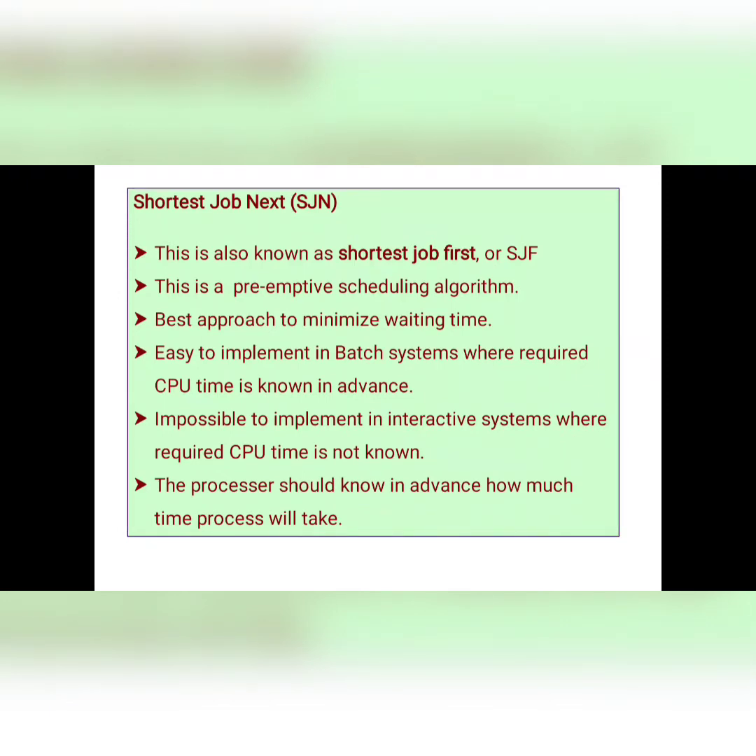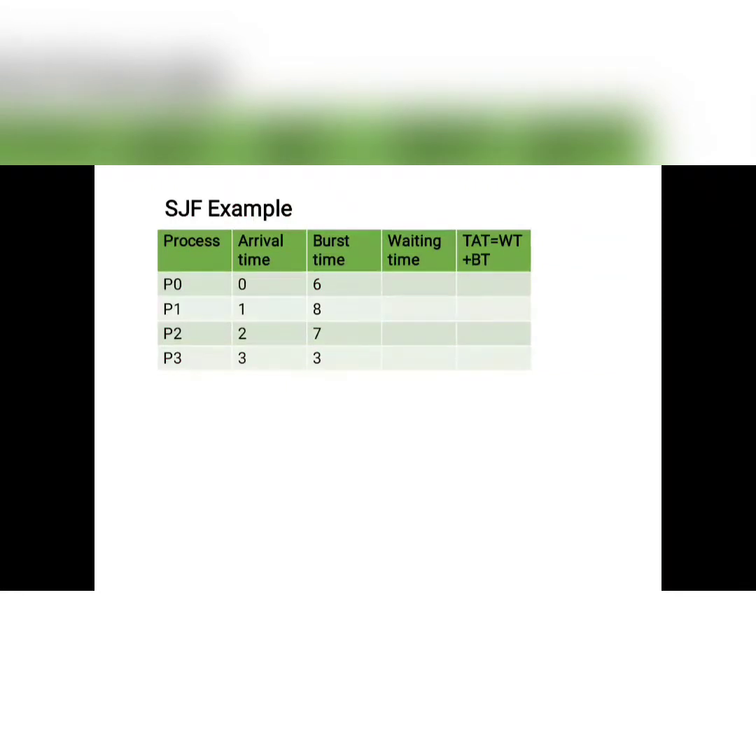Here we will consider one example for shortest job first. Using this we will calculate the waiting time and the turnaround time of each and every process, along with the average waiting time and average turnaround time. For that it requires processes and their arrival and burst times. Here we have four different processes: P0, P1, P2 and P3.